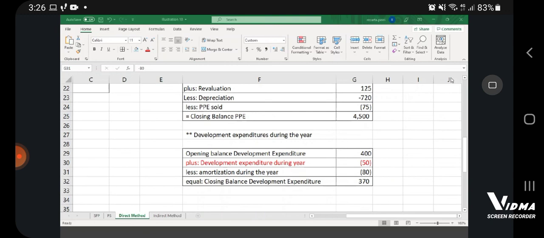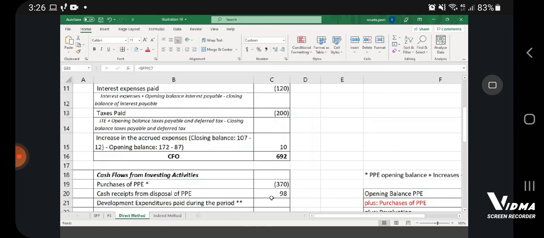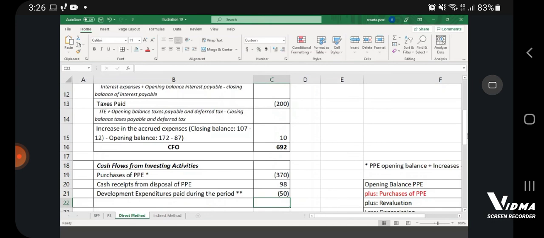Again, keep in mind the sign problem. Actually, the development expenditure is an increase in the value of this intangible asset, but we are calculating that in a way to have that with a minus sign, so it will be easier for us to incorporate right here in the investing activities. So equal with 15 with a minus. Okay.